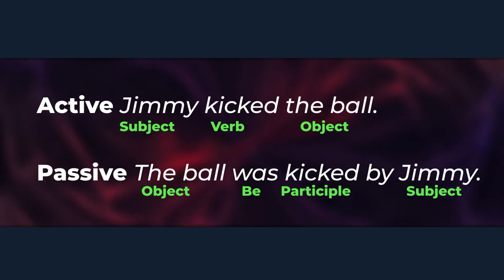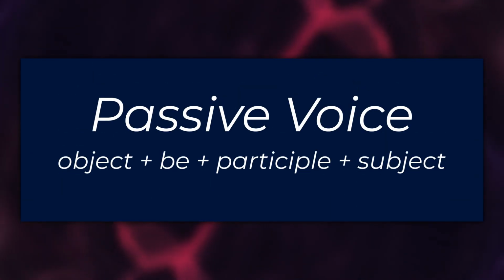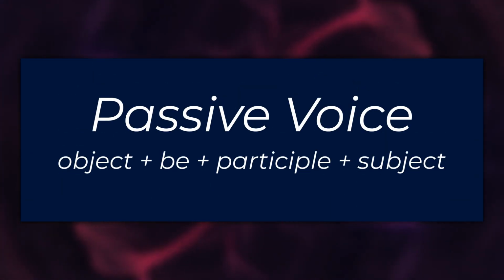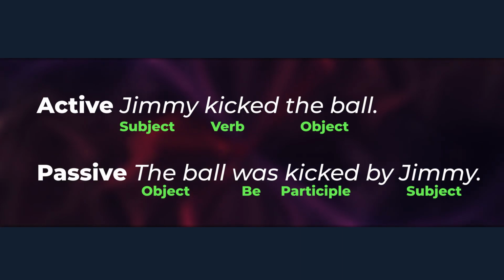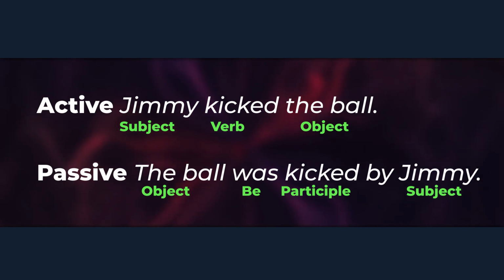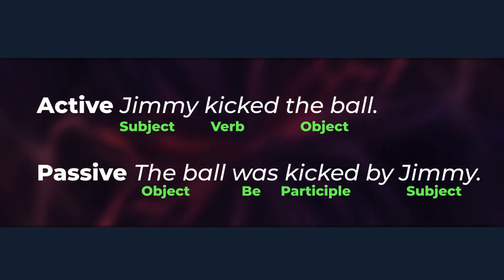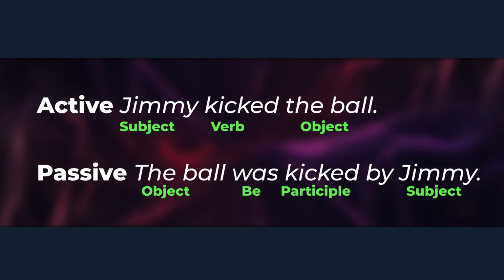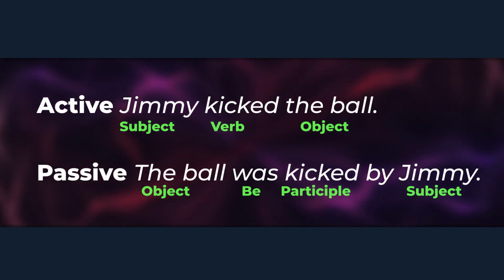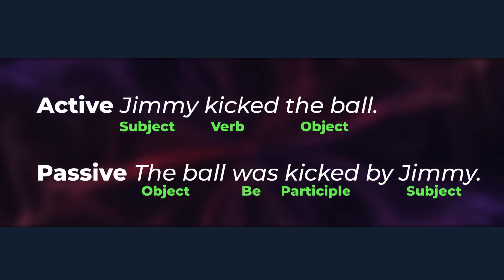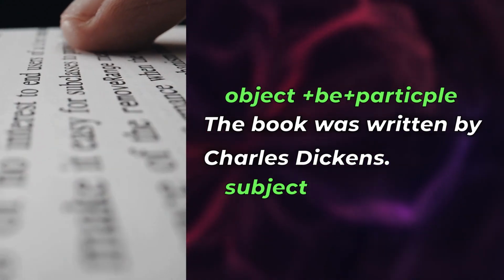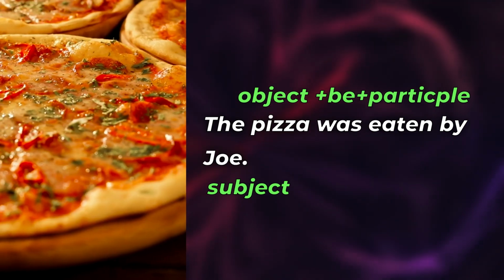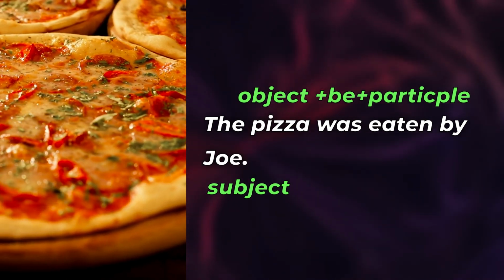Now, the structure of passive voice is object, be verb, participle, subject. The ball is the object. We have our be verb, was, participle, kicked, and subject by Jimmy. Some more examples. The book was written by Charles Dickens. The pizza was eaten by Joe.